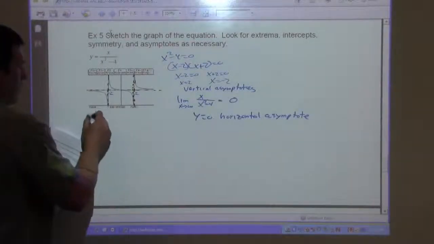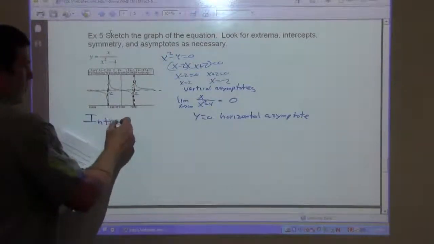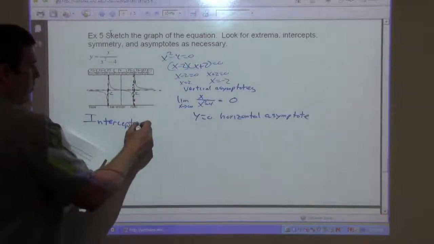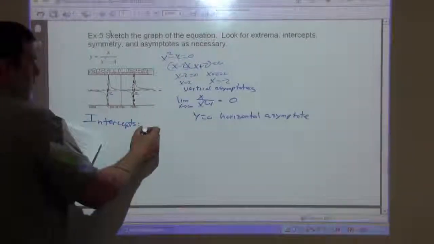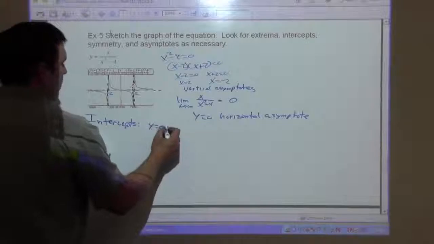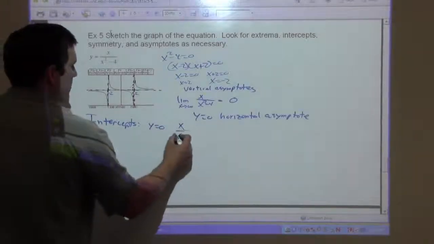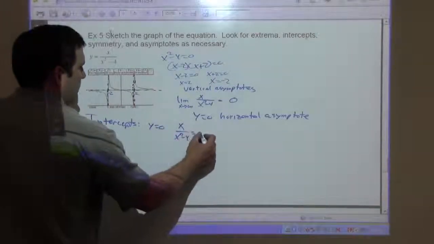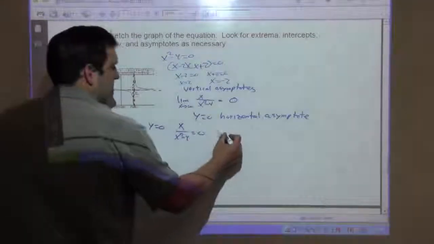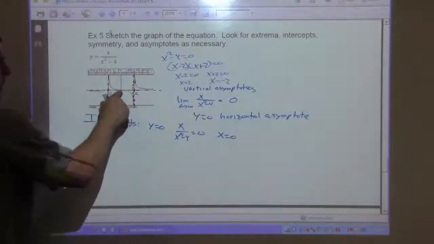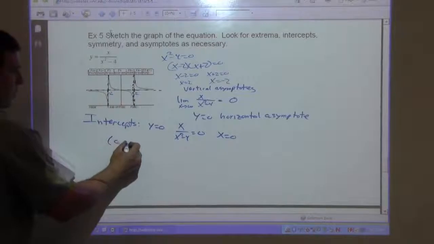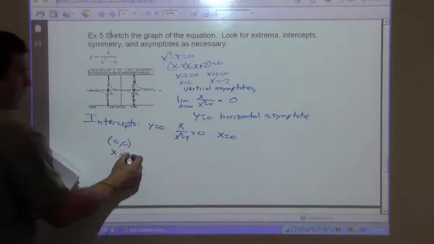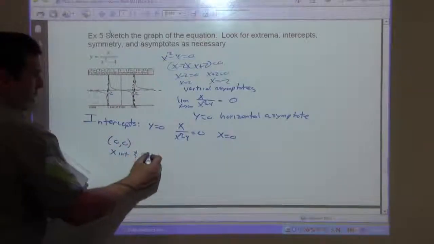Intercepts. So y equals 0 means x over x squared minus 4 equals 0. That occurs whenever x equals 0. So there's only one intercept right there. 0, 0 is the x-intercept and y-intercept.